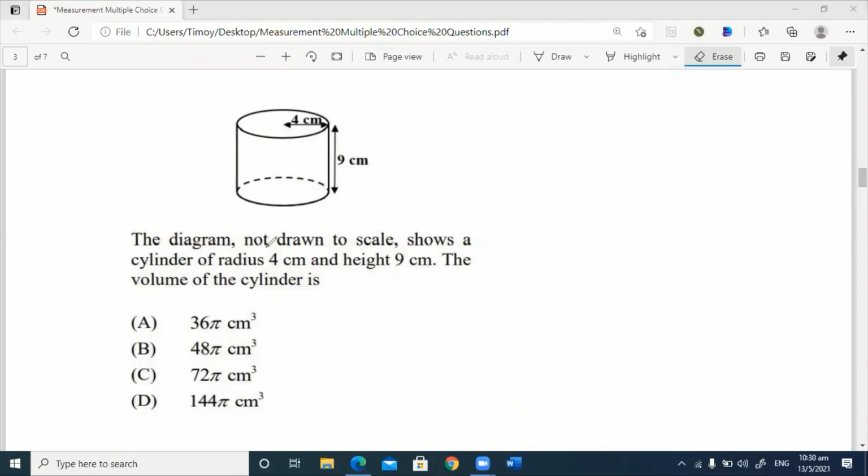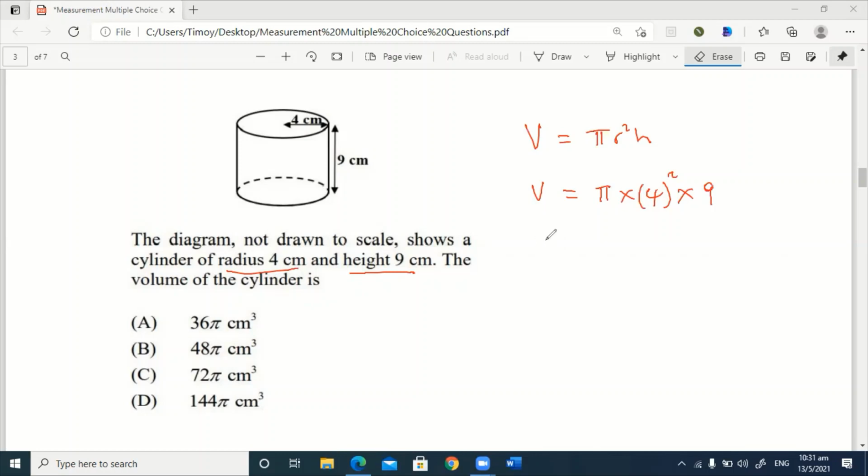Next, the diagram not drawn to scale shows a cylinder of radius 4 centimeter and height 9 centimeter. The volume of the cylinder is, what does the volume of a cylinder equal to? That's going to be volume is going to equal to pi r squared h, right? So what do we know? What are the values we have for this formula? We know what r is, we know what the height is. So the volume is going to equal to pi times r squared, which is going to be 4 squared, times the height, which is going to be 9, right?